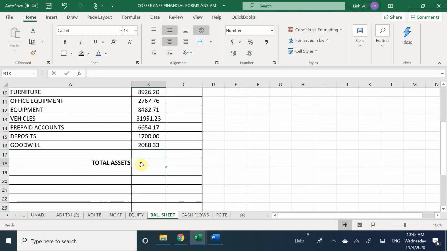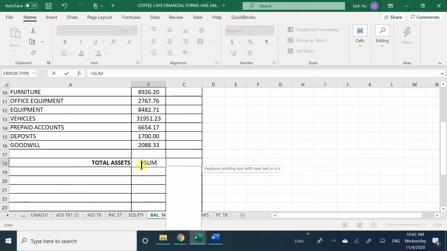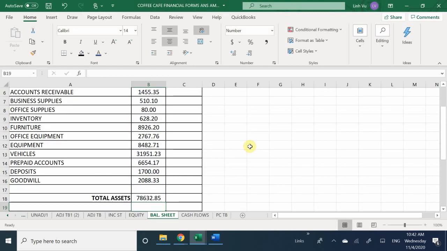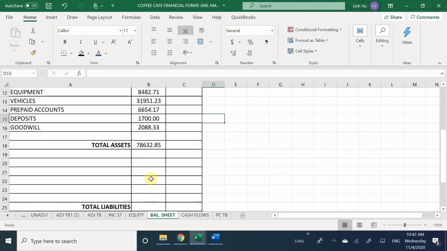So I'm going to go ahead and equal sum this. And what is my total assets? I'm using my calculator. That's fine. Oh, 78,632.85. 78,632.85. Okay. Now, next is going to be your total liabilities. So let's go ahead and take a look. All right. So, yes. Total liabilities.